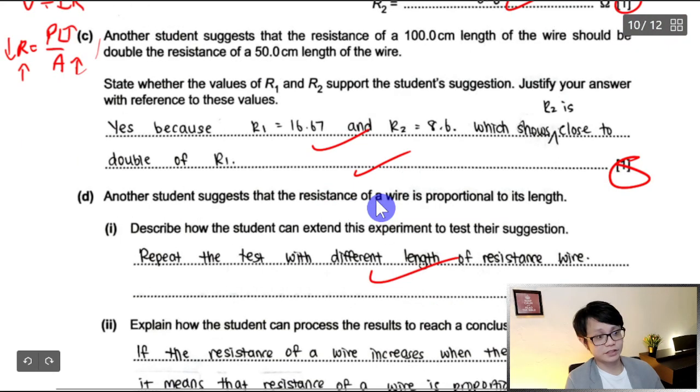So repeat the test with the length of resistance wire. Yeah, okay, they have to extend, so very good. The student says do the experiment, then you know. Okay, correct, very good, you get 1 mark.